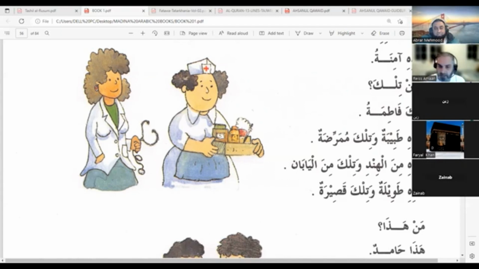So what is hadihi? What is that? Hazi for female. Yeah. But what does it translate? Is it she or is it this? I guess this. Okay, yeah. It is this. Yeah, it's this. Hada, hadihi. This is this, right? Male or female, right? So okay, this is from? This is from India and that is from Japan.